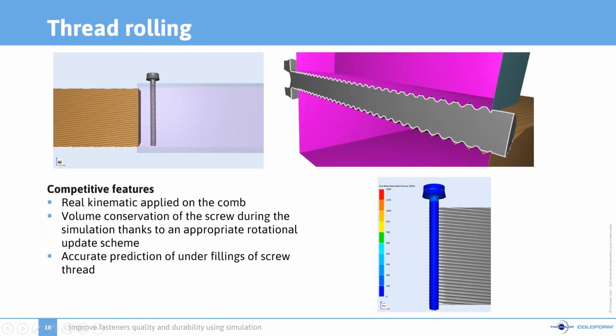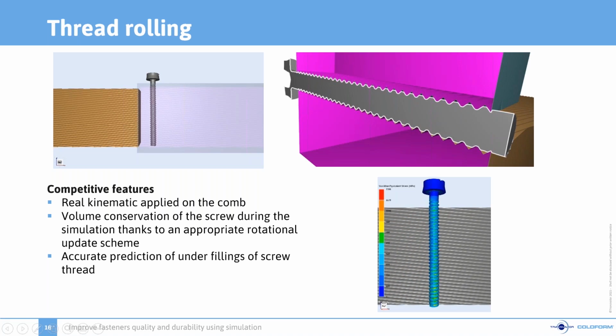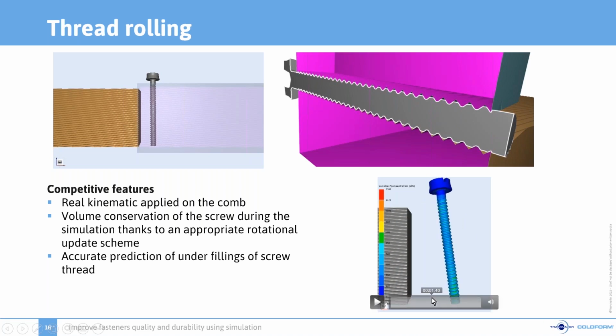In COLDFORM as well, it is possible to model the entire production from forging up to thread rolling. Then I showed you before the forming of the screw. Now we will see together the thread rolling operation.